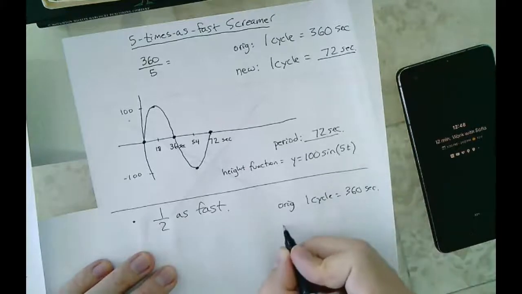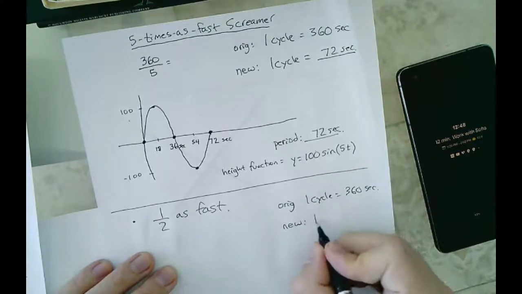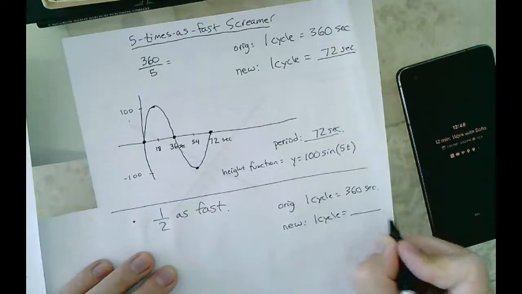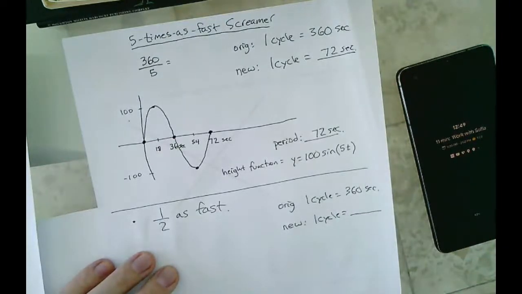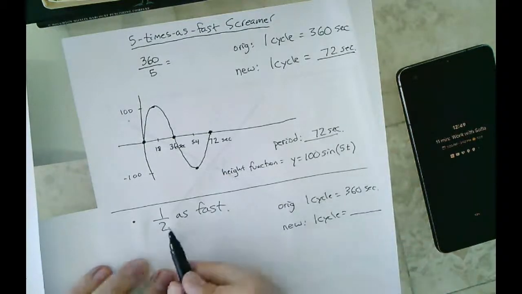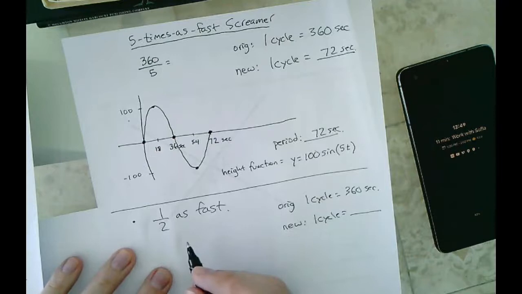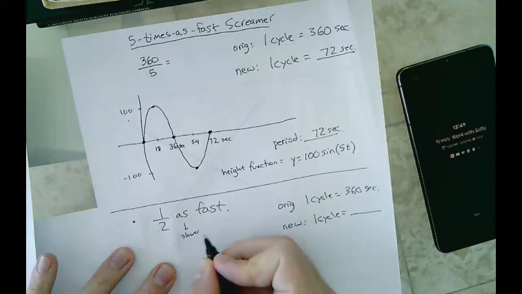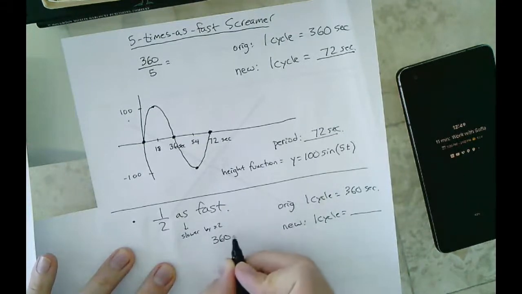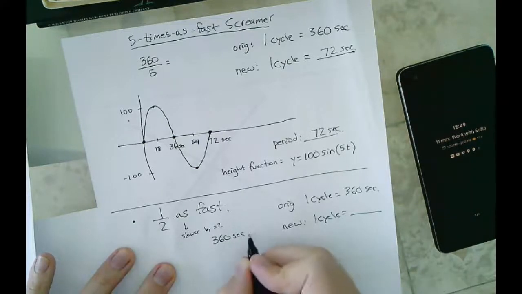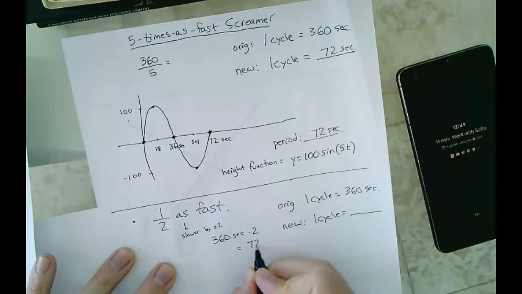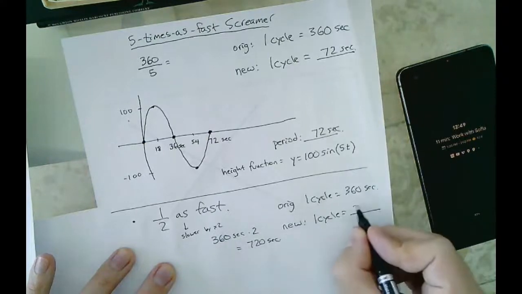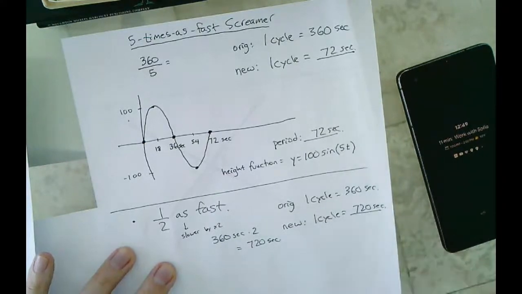Pause opportunity. The new screamer, one cycle, will be how long? Do your calculations, think about it, pause your video. Coming on back right here, one cycle for a half as fast. So that just means it's slower. So this means that it's going to be slower by a scale factor of 2, by times 2. So I know this 360 seconds, we have to actually multiply that by 2 to get our new total of 720 seconds right here. 720 seconds.